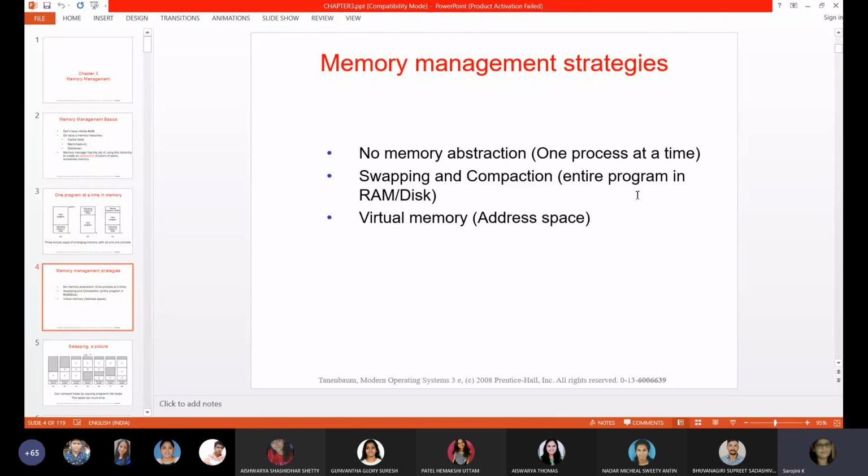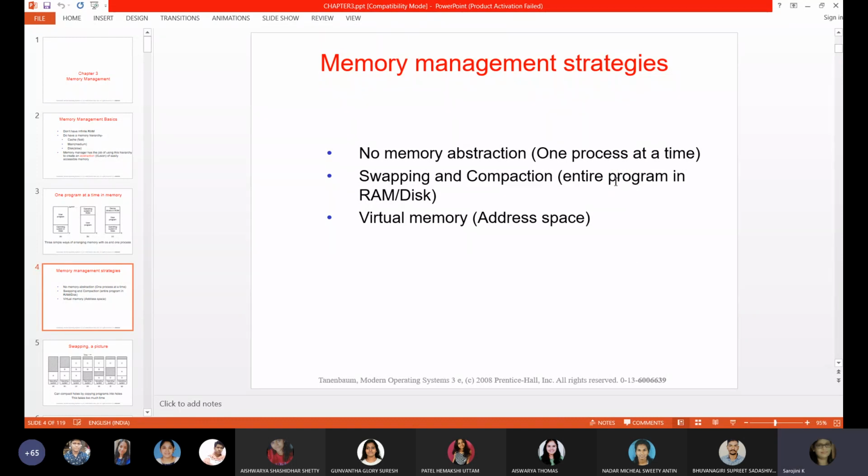I am talking about swapping. If the main memory is filled, suppose there are three processes and the entire program of all three is currently in the main memory. So the main memory is filled and a fourth process is coming. For the fourth process to execute, one of the processes already in the main memory should be removed and kept inside the disk.